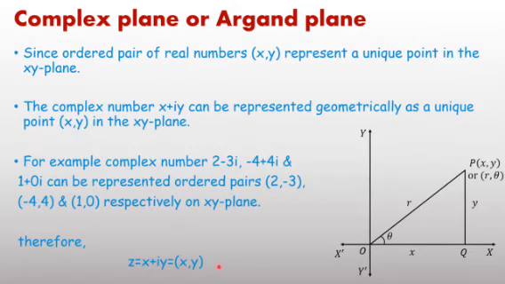If anywhere 2 comma 3 is written, (2, 3) means 2 plus 3i. Here 2 is the real part of the complex number and 3 is the imaginary part of the complex number.